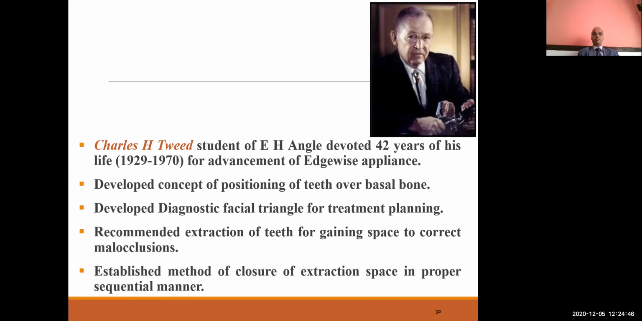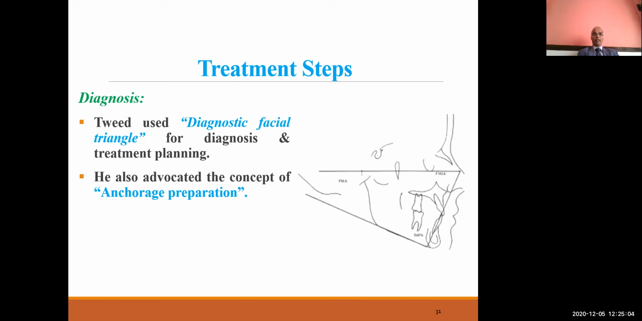He was a follower of non-extraction treatment, but Tweed recommended extraction of teeth for gaining space to correct the malocclusion. And Tweed established a method of closure of extraction space in a proper sequential manner. The treatment steps: first, diagnosis. Tweed used the diagnostic facial triangle for the diagnosis and treatment plan.